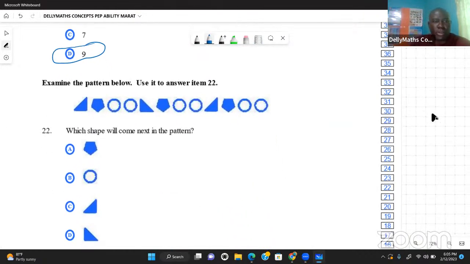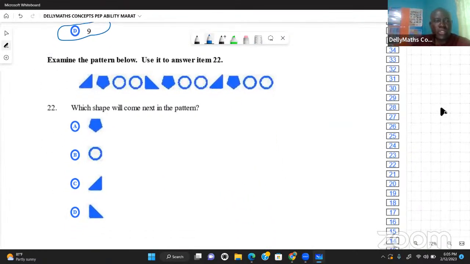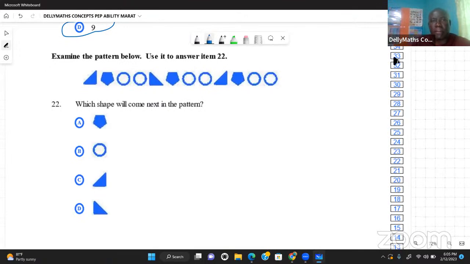All right, let's look at number 22. For number 22, we want to examine the pattern below, right? So in examine the pattern below, we want to use it to answer 22. So we're seeing a triangle, then a pentagon, 2 circles, triangle, pentagon, 2 circles, triangle, pentagon, 2 circles. So if you look at that pattern, what next, right?